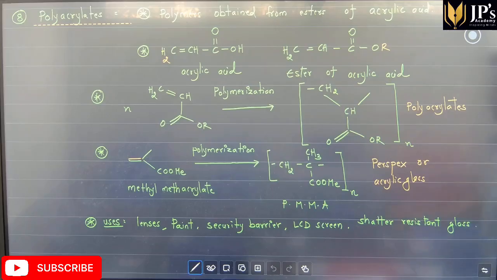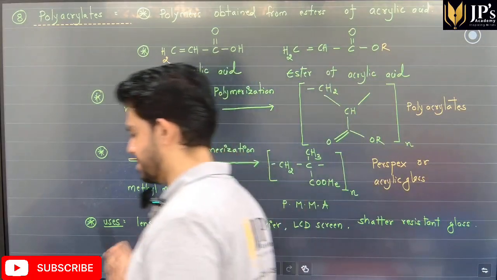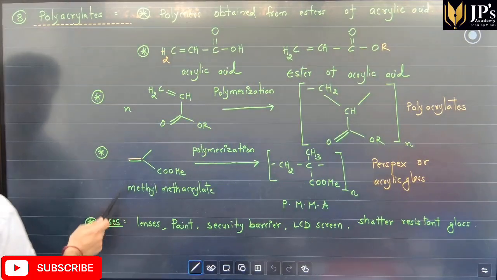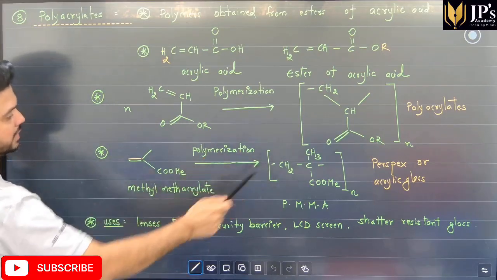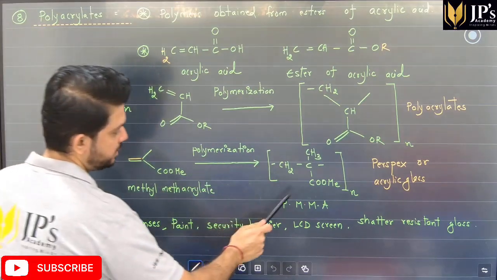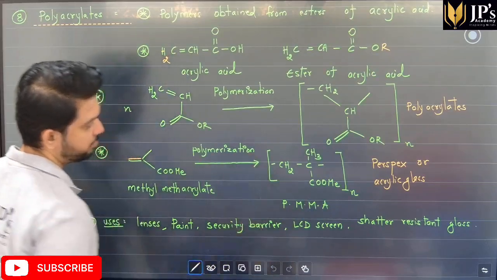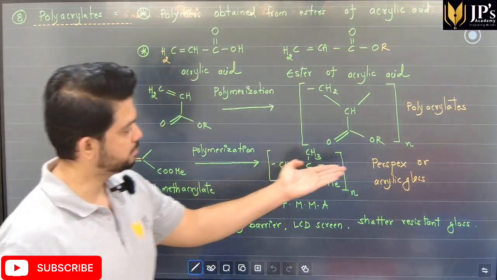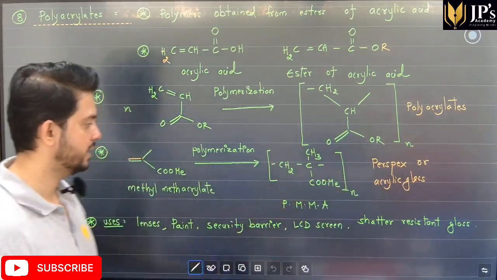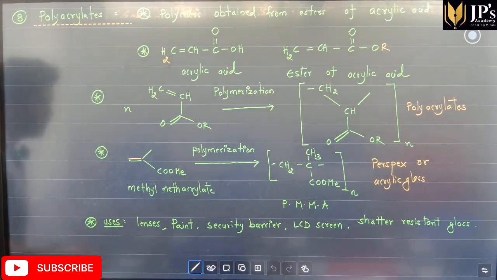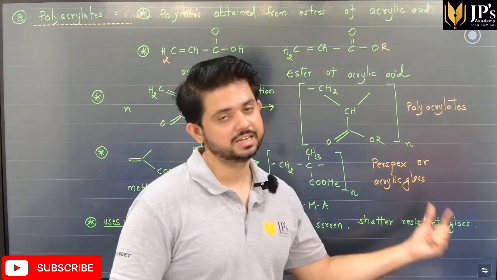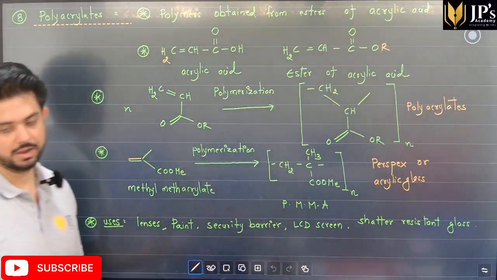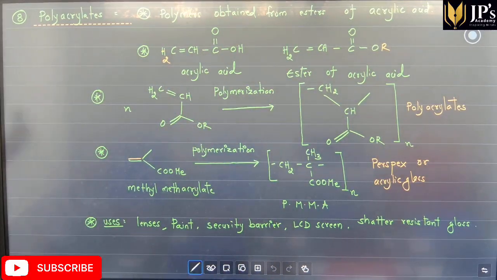We've taken an example, methyl methacrylate. So methyl methacrylate on polymerization becomes polymethyl methacrylate, which is PMMA, or we also call it perspex or acrylic glass. And the most important application, students, is that it is used for making shatter resistant glass. Very, very important application.